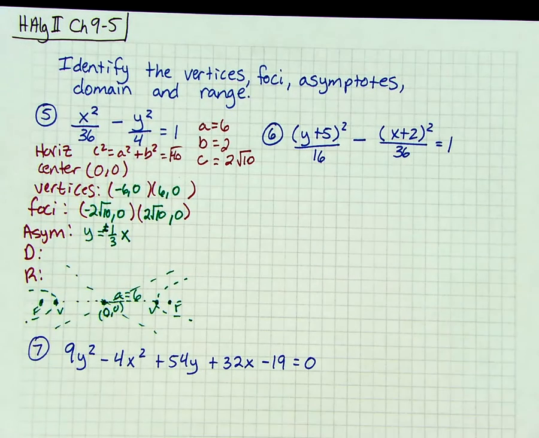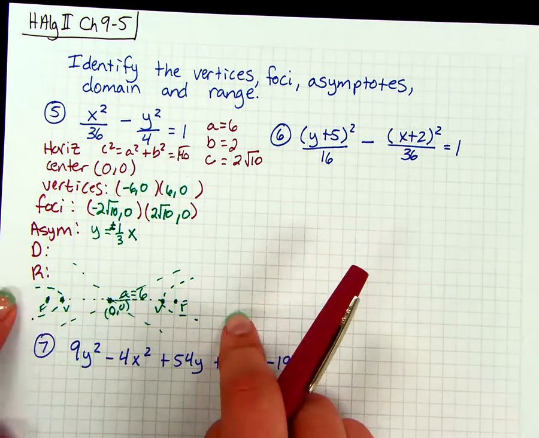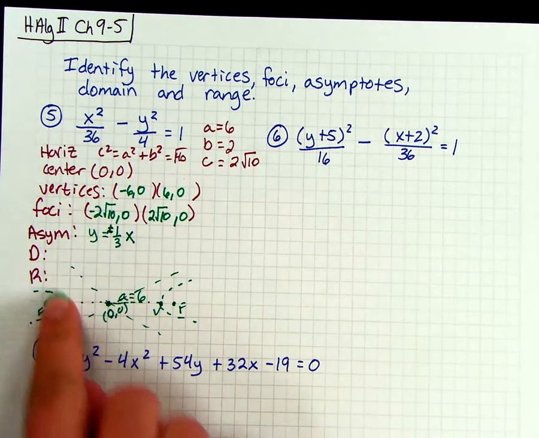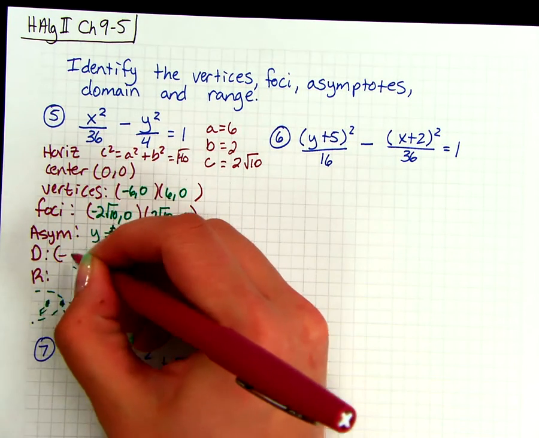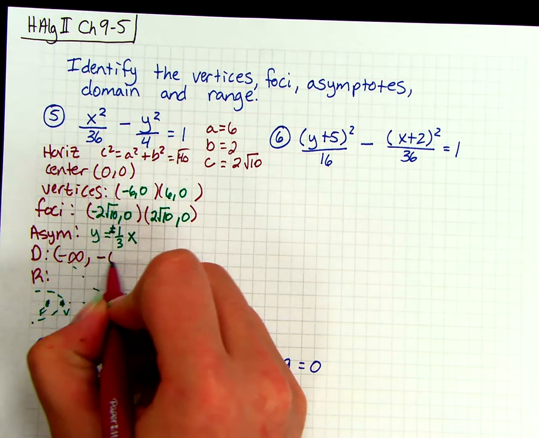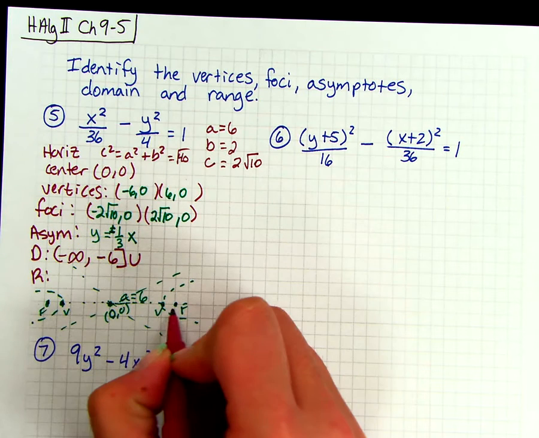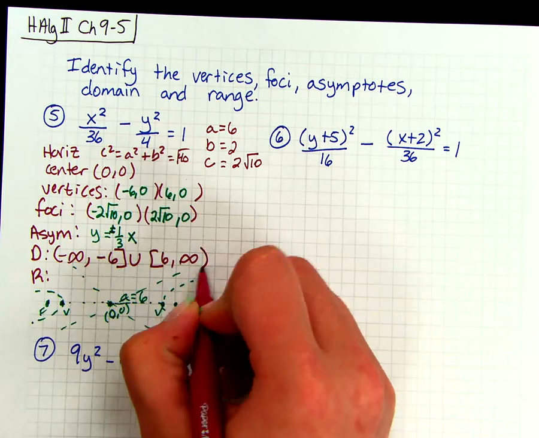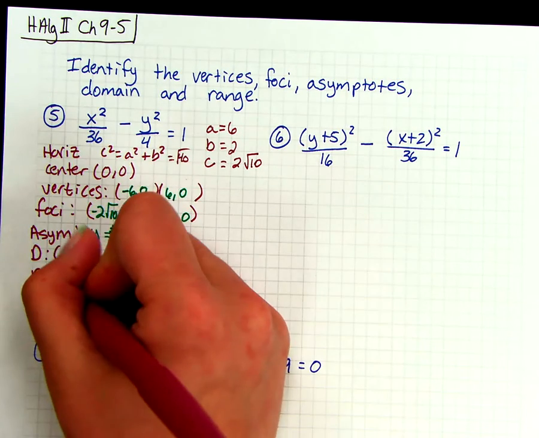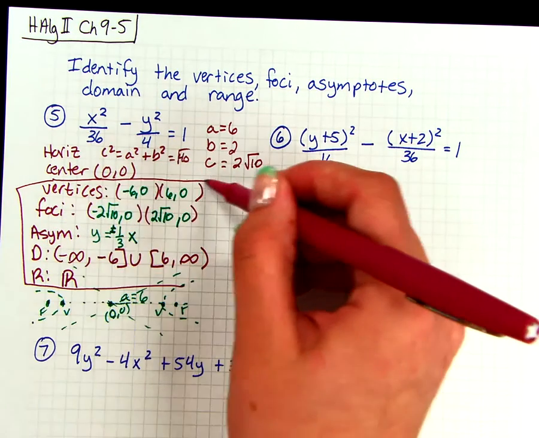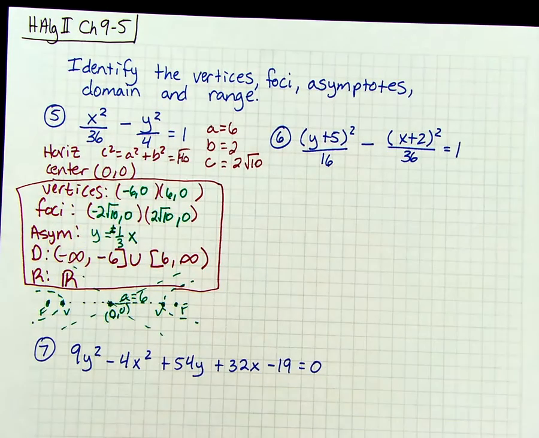All right, and then the last thing we need to identify is our domain and range. So again, because it's horizontal, the domain is going to have 2 parts for it, one on each side. So from this first one, the domain is going to come from negative infinity up to our vertex, and the x value of our vertice is negative 6. And then we're going to start at the next vertice, which is positive 6, to positive infinity. And then the range is all real numbers. Okay. So all of this is our answer to that problem.